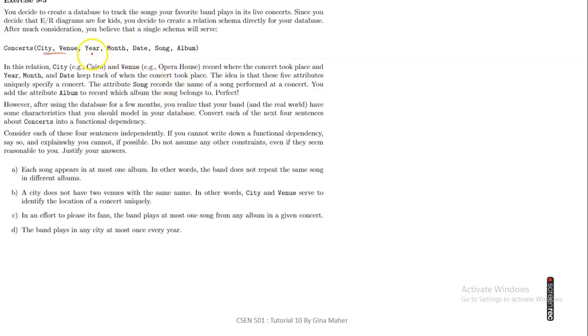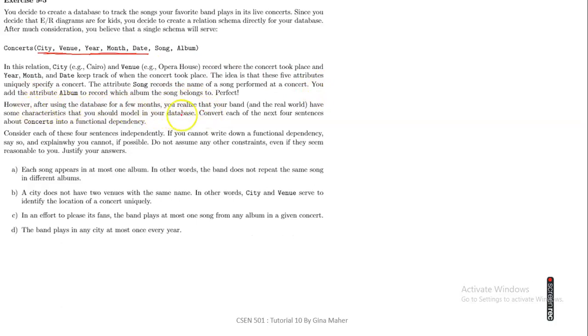The year, month, date keep track of the time of the concert. The idea is that these 5 attributes uniquely specify the concert. So, all these attributes are the primary key. The attribute song records the name of the song performed at a concert. You add album to record which album the song belongs to.